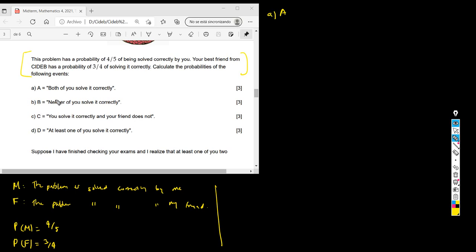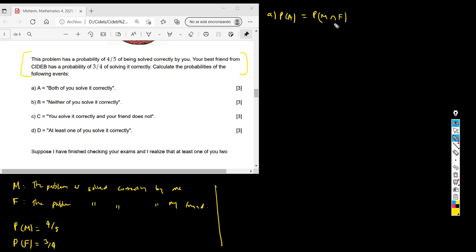Question A. Find the probability of event A: both of you solve it correctly. That's what this A stands for. Both of you solve it correctly, which, if you think about it, is basically the same as this: the probability of me solving it correctly and my friend solving it correctly. This is the same as this. So if I can calculate this, I will be solving my original question.